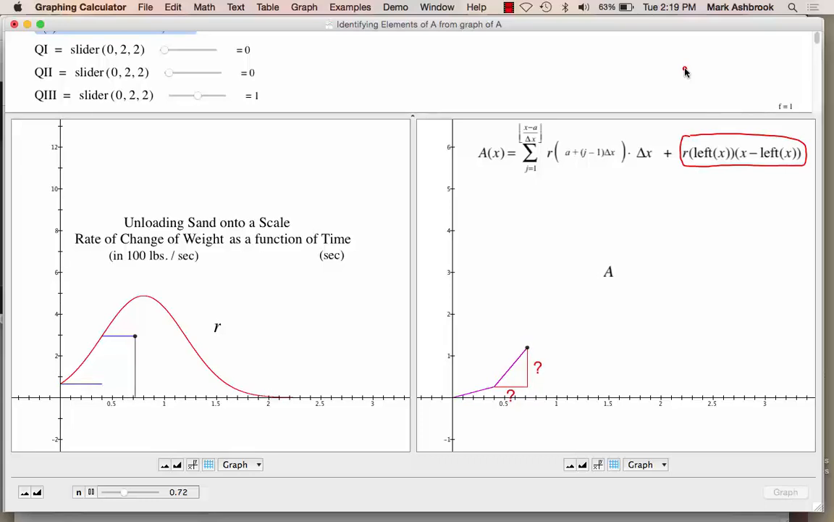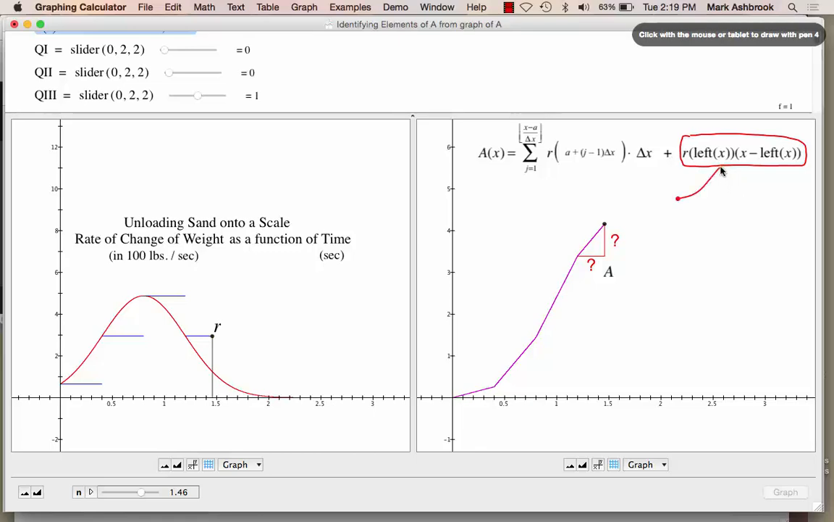That's it. Good. dy is m dx, right? So it's the constant rate times the change in x for the current interval. So that's this question mark here. Let's just pause it. So that whole thing is calculating the change in weight due to the current interval.